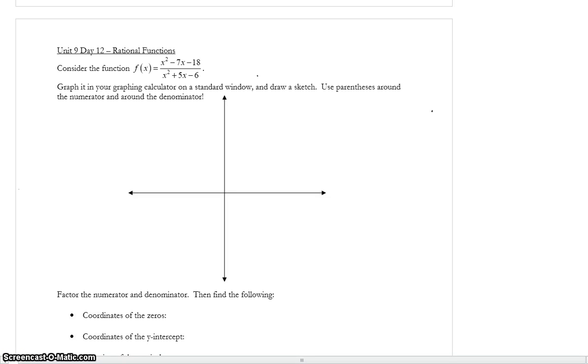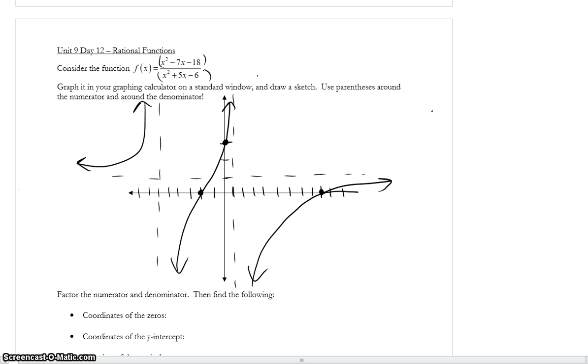Consider the function (x squared minus 7x minus 18) over (x squared plus 5x minus 6). Graph it in your graphing calculator on a standard window and draw a sketch. So take a minute here and put it in your graphing calculator. Make sure you use parentheses on the numerator and the denominator when putting it into your calculator, and pause the video here and draw your graph.